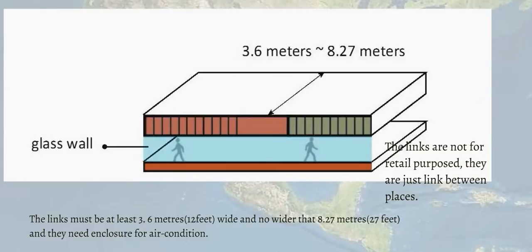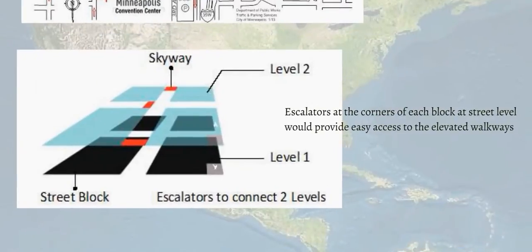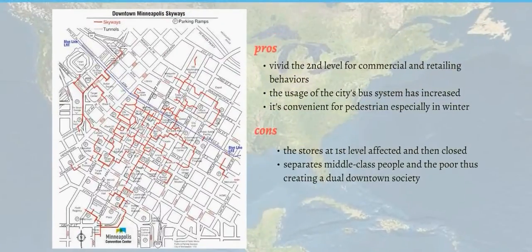The links must be at least 3.6 meters wide and no wider than 8.27 meters, and they need enclosure for air conditioning. Escalators at the corners of each block at street level will provide easy access to the elevated walkways. There are many advantages of this system. First, more visits to the second level for commercial and retailing behaviors. Second, the usage of the city's bus system has increased. Third, it's convenient for pedestrians, especially in winter.